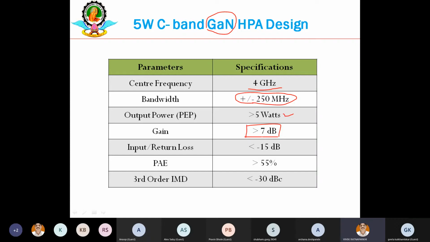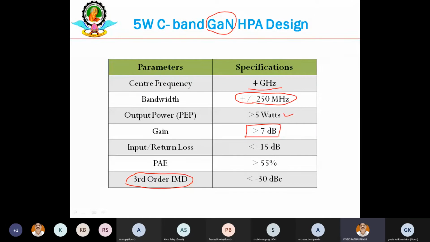So we are saying that minimum 7 dB should be the gain, and this gain is actually the large signal gain, output power minus input power. What is the difference? That you can say is the gain. Input and output return losses should be better than minus 15 dB. Power added efficiency should be at least 55% or greater. That is always good. And there is one more important parameter called the third order IMD, intermodulation distortion.